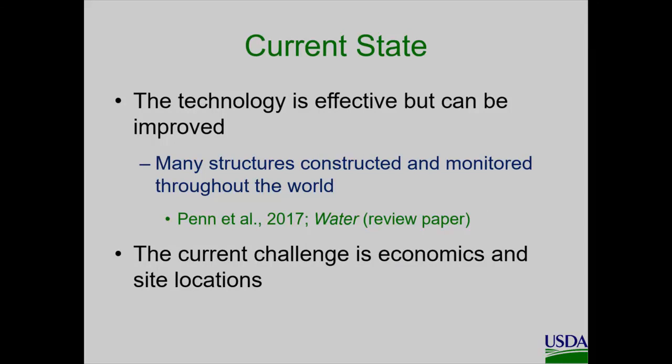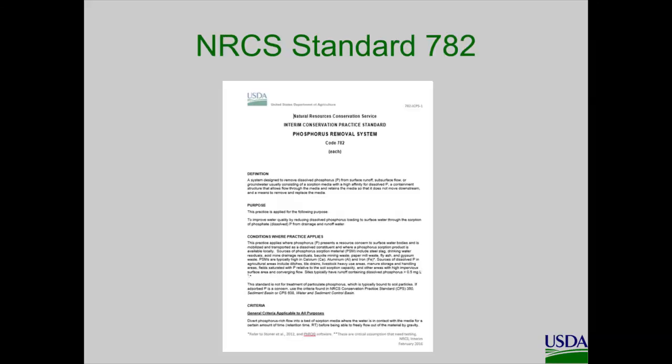So currently, I'll say that the technology is effective, but it can be improved. We've built a lot of structures throughout the world. We're continuing to build more. We're on the verge of becoming more and more efficient and economic. That's where my research is right now with regard to P removal structures, is making it more economical and more efficient, particularly in tile drain situations. It is included through the NRCS Standard number 782.